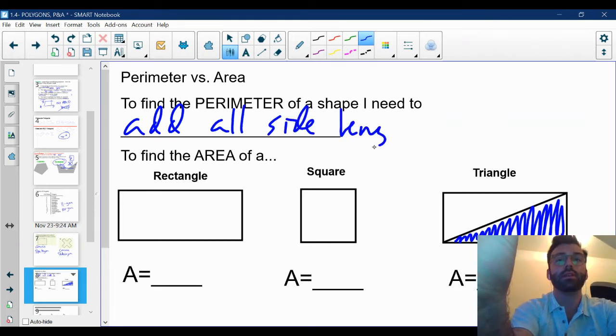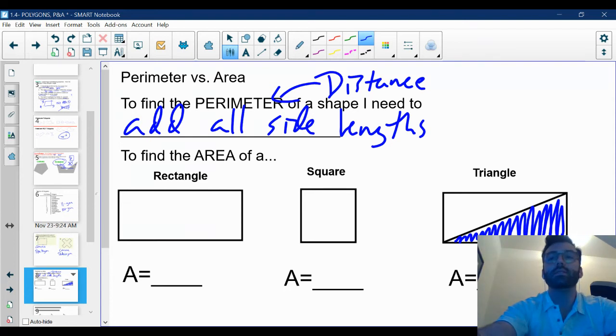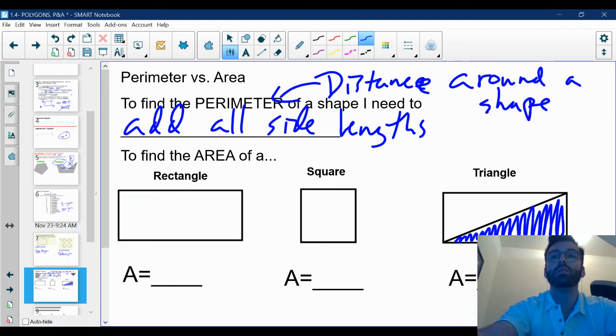Side lengths. Why? What is the perimeter? It's the distance around. That's an E right here. The other one's a C. Around. Okay.